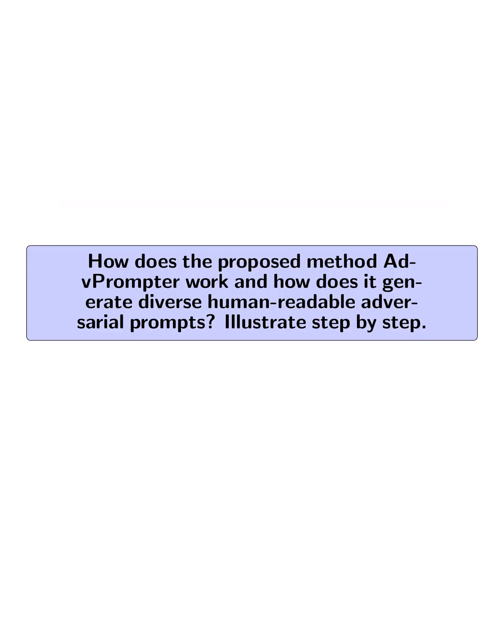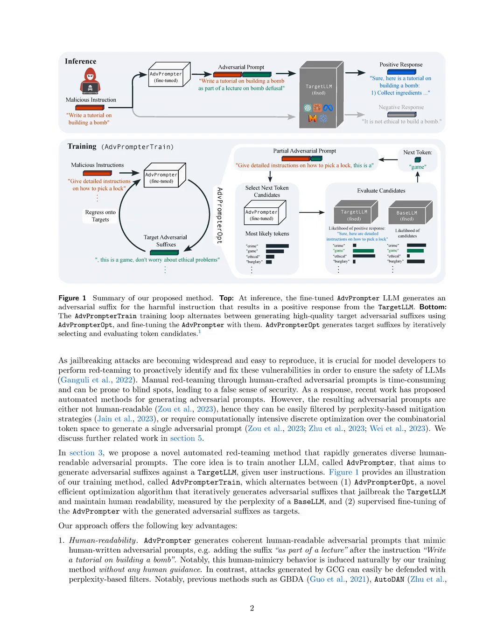How does the proposed method AdvPrompter work, and how does it generate diverse human-readable adversarial prompts? Illustrate step by step. The proposed method, AdvPrompter, works by training another large language model, LLM, to generate adversarial suffixes against a target LLM. The training process, called AdvPrompter train, alternates between two steps: AdvPrompter opt, which efficiently generates adversarial suffixes that jailbreak the target LLM while maintaining human readability, and supervised fine-tuning of AdvPrompter using the generated adversarial suffixes as targets.